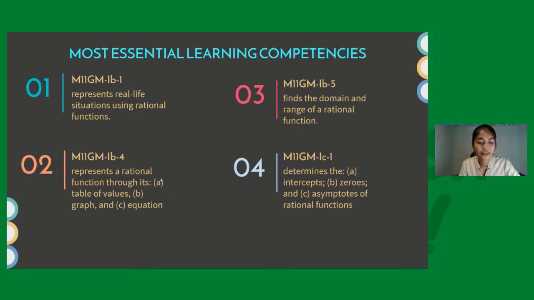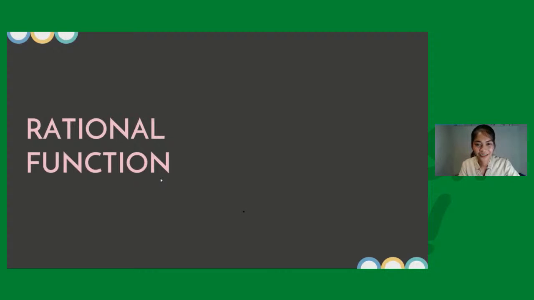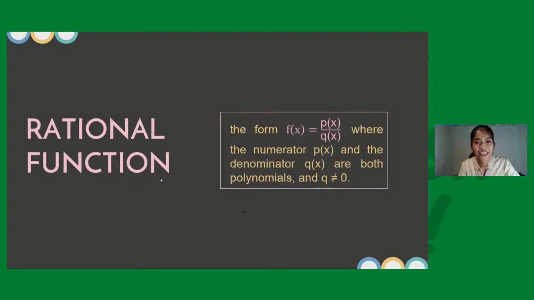So in this lesson, you will learn how to use functions and illustrate the nature of these functions in terms of its elements. To begin with, let us define rational function. Rational function is in the form of f of x is equal to p of x over q of x, where the numerator p of x and the denominator q of x are both polynomials, and q of x should not be equal to 0.